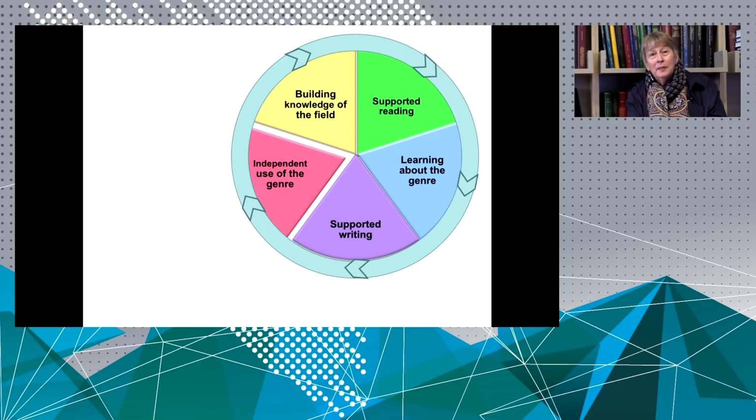Finally, we're into independent use of the genre, where the students have had a fair bit of support all the way through the teaching and learning cycle in building up their understanding of the topic, being able to read about the topic, the kinds of texts that they need to be able to read in academic contexts, in learning about the genre that they're going to be writing, and encouraging them to participate in the collaborative writing of texts, and then they should be able at this point to independently go about writing a similar text.